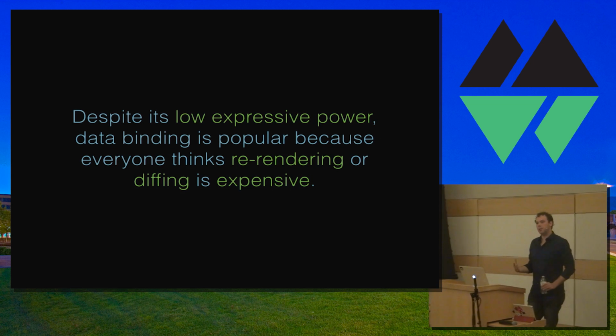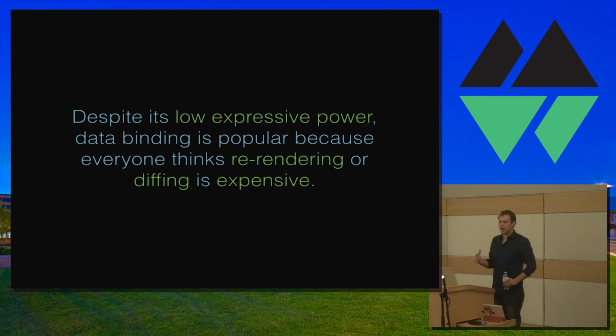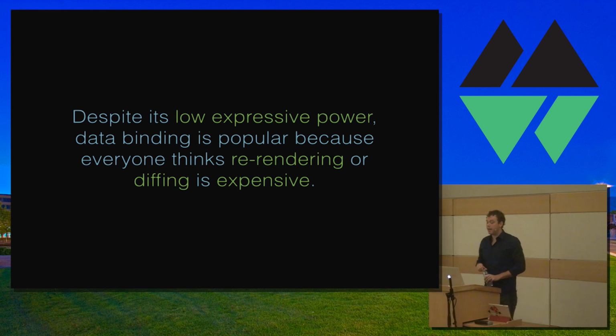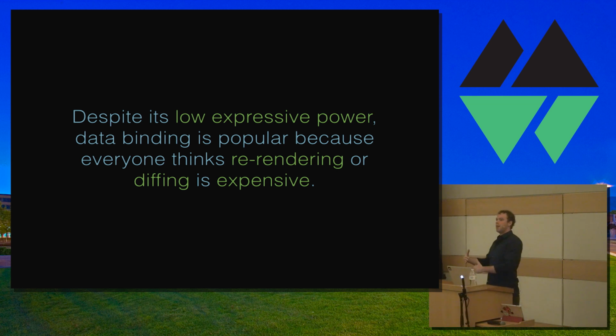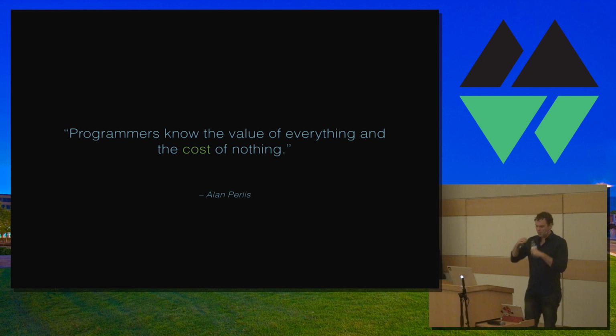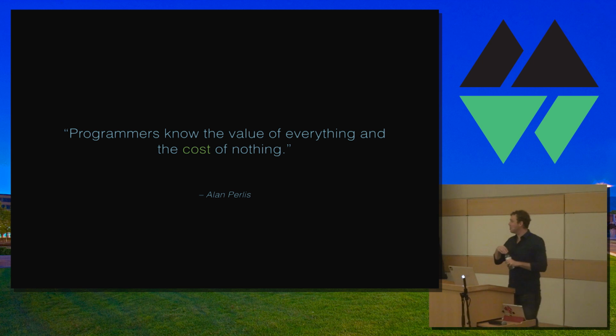But the reason I think people are doing data binding right now is because they think that re-rendering and diffing is expensive. And intuitively, it seems like that would be expensive. Whenever something may have changed, re-render everything and then do an O of n walk through that result. That just seems like a lot of unnecessary work. This quote's actually about Lisp programmers, but JavaScript's kind of like Lisp. I don't know. Programmers know the value of everything and the cost of nothing.